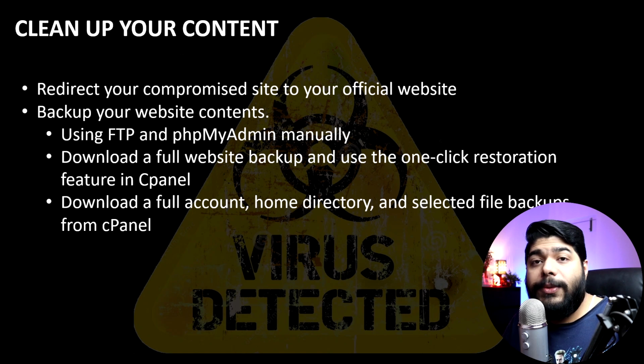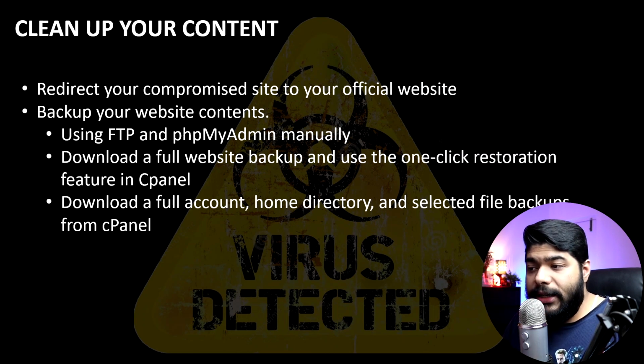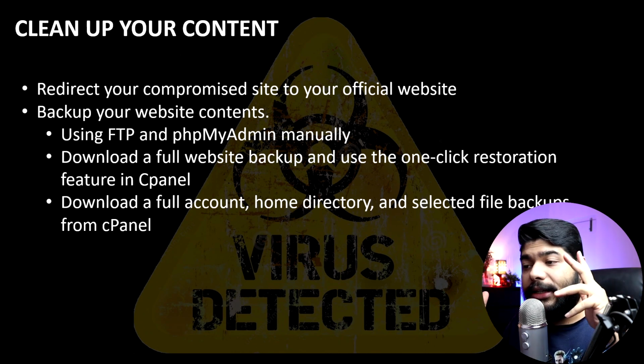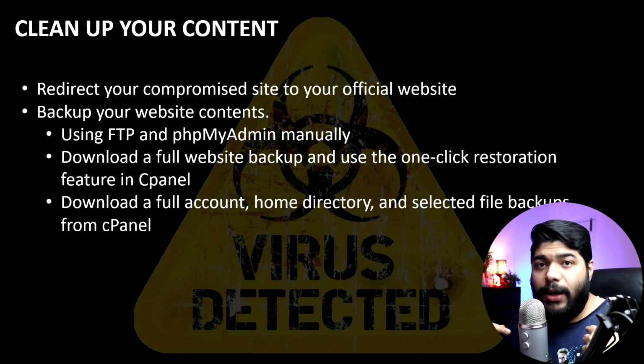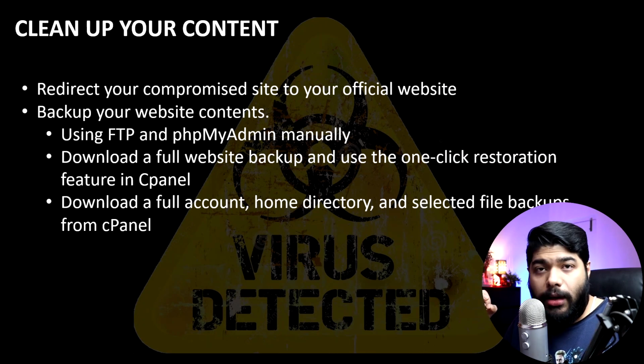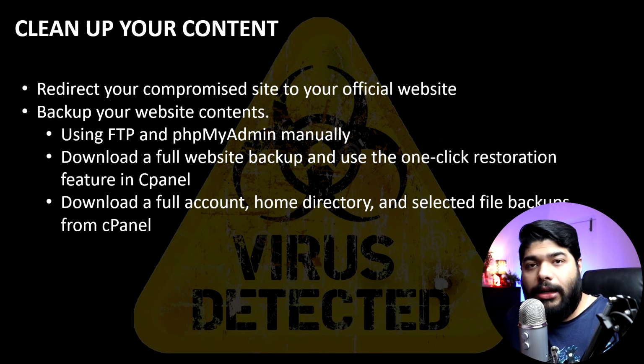Okay, third option is to download your full account home directory, again everything from cPanel. The second option is that you just run a full-blown single click restoration from your cPanel. But for the third option, you first want to download your application data, what you were running just before the compromise happened, from cPanel. If you can use this backup option, you can get your website back in a minute or in a second, right? So that's very important.